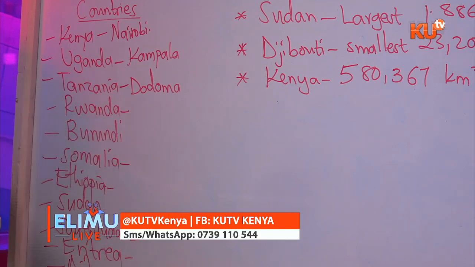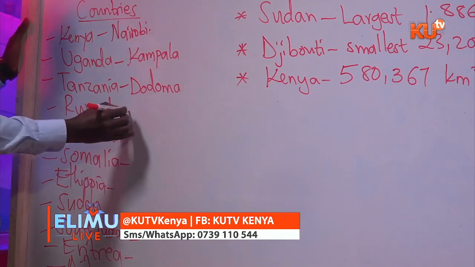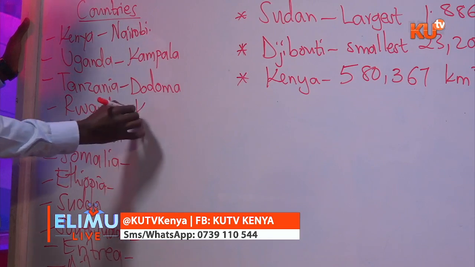Dodoma is at the center of Tanzania, while Dar es Salaam is a coastal city which borders the Indian Ocean that is in Tanzania. So it is like our own Mombasa. It's actually a few kilometers from Mombasa. Rwanda, the capital city of Rwanda is Kigali.